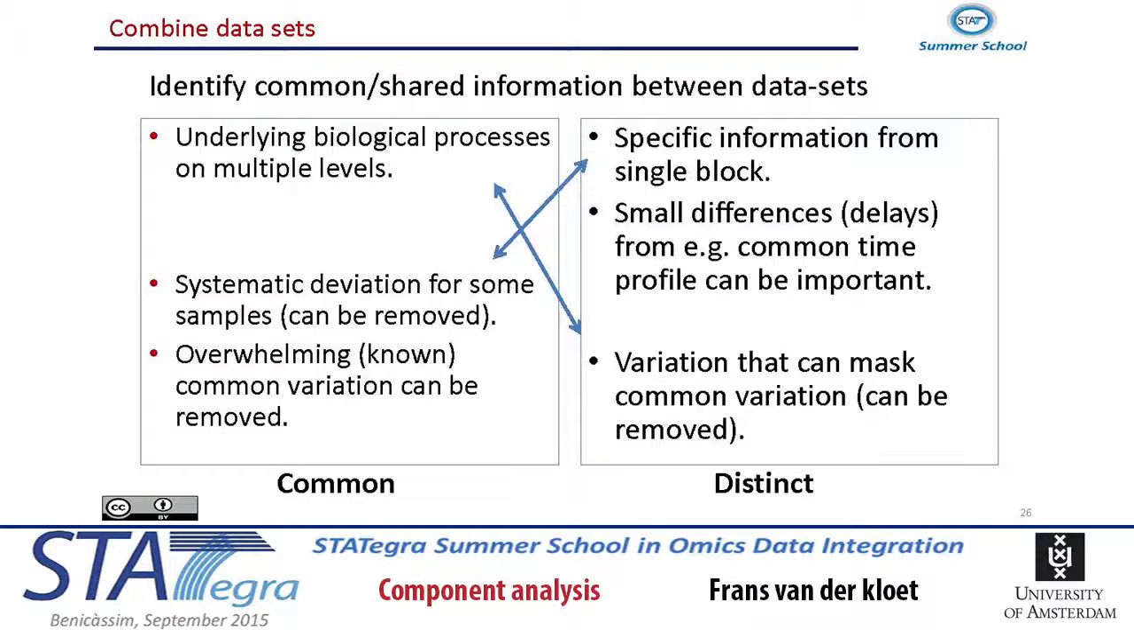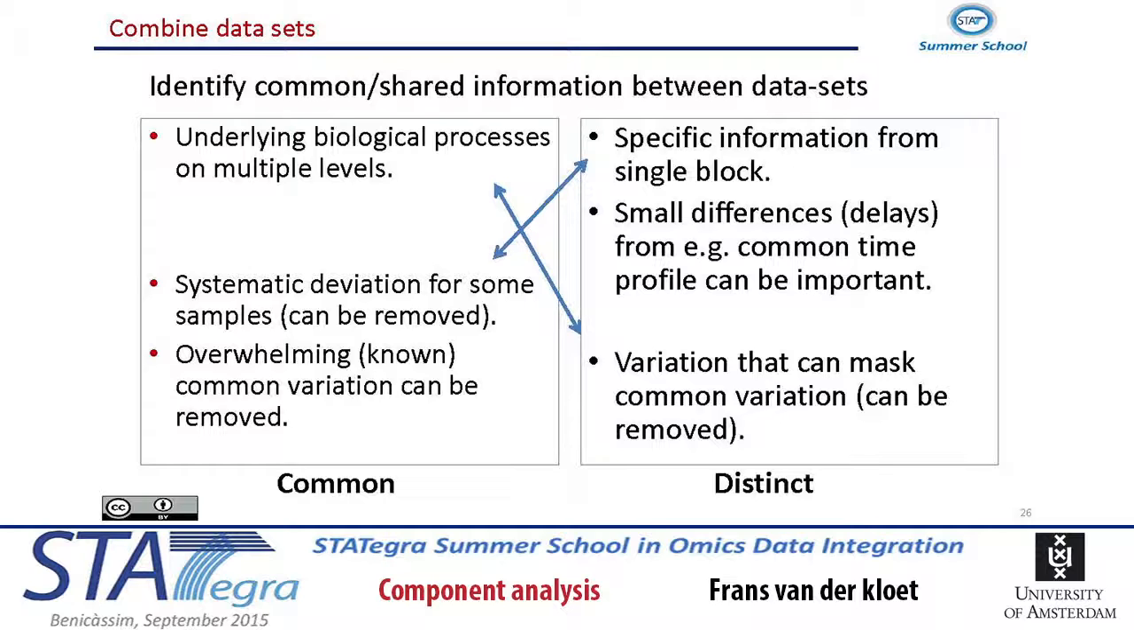This is not in this presentation, but for example, what would be common in this case? Well, I could have some underlying biological processes on multiple levels. Some biological things could go on in the one data set or in the other one. If I combine the data sets, would I perhaps get this common information out of it? Actually, that's what I'm after. That's what I would really like. Then again, if there's some systematic deviation for some samples, it could be identified and removed this way.